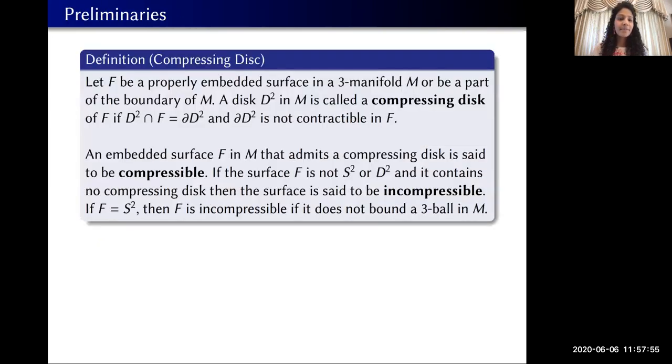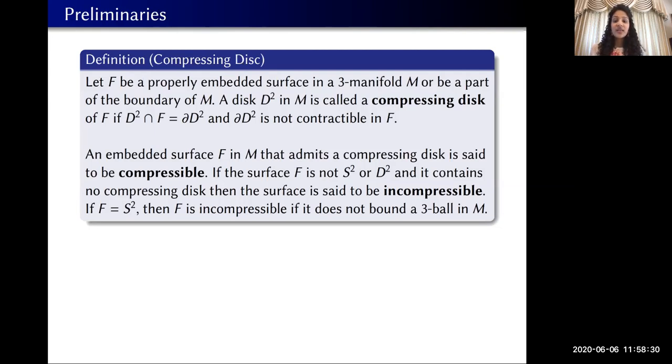All right. So here's the definition of a compressing disk. Let F be a properly embedded surface in a 3-manifold M, or be a part of the boundary of the manifold. Then a disk D² in M is called a compressing disk of F if the intersection of this disk with the surface is the boundary of the disk, and the boundary of the disk is not contractible in F. An embedded surface F in M that admits such a compressing disk is said to be compressible.